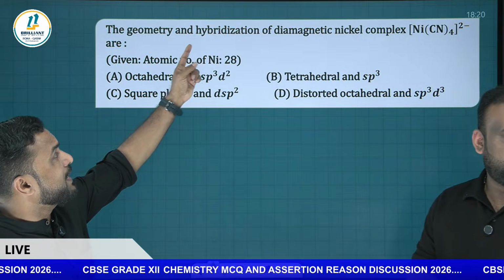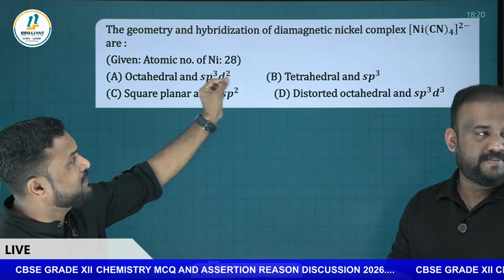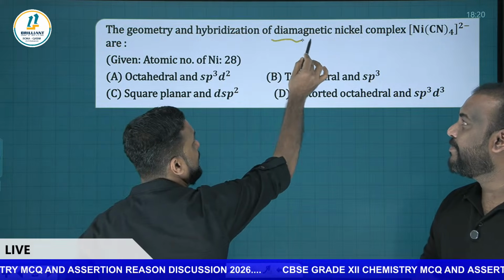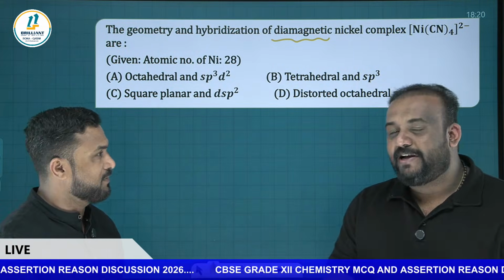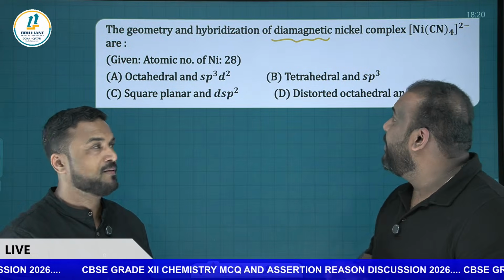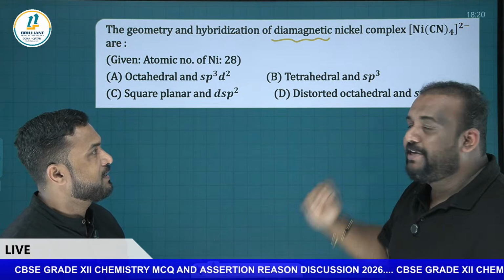The geometry and hybridization of diamagnetic nickel complex. See here, they already gave a hint that it is diamagnetic. What does that mean? It has no unpaired electrons. All the electrons are paired, and also you can see that it is [Ni(CN)4]2-.